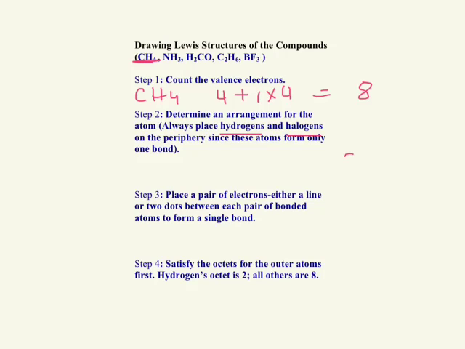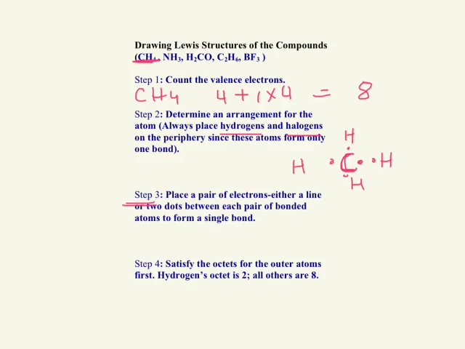So arrangement means, let's put carbon here. Hydrogen has to be at the end. So let's say I'm going to put hydrogens like that. Now this is an arrangement. Step 3 is place a pair of electrons or a line or 2 dots between each pair of bonded atoms. You can also do it like that. Carbon is in the 4th A group, so carbon has 4 valence electrons. And hydrogen is in the 1st A group.